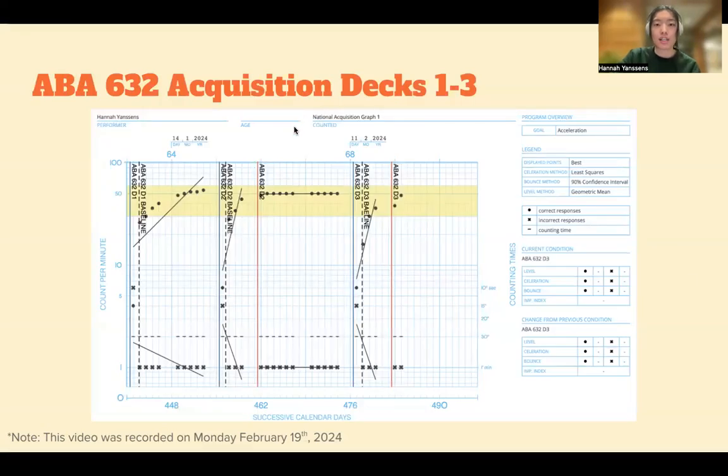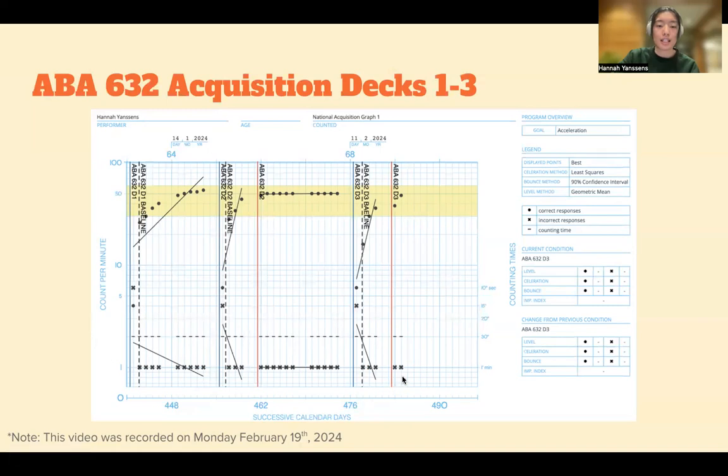Looking at acquisitions deck 1 through 3, and starting off with deck 1, we can see that for ACell data, there is an upward trend with high levels and no variability. And then moving on to deck 2, there is again a high upward trend with high levels and no variability. And then for deck 3, as of right now, there is again an upward trend with high levels.